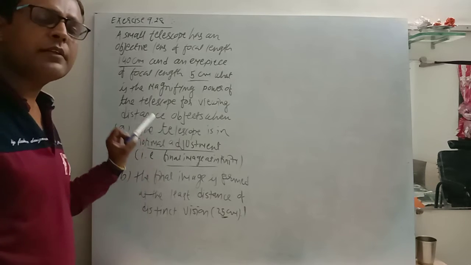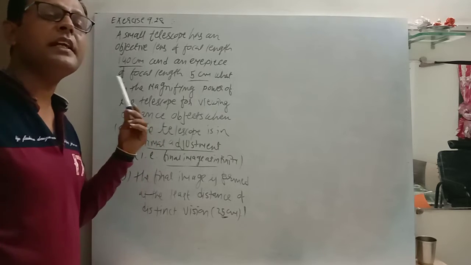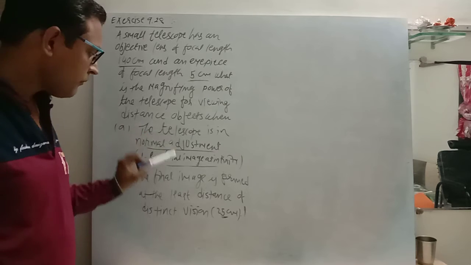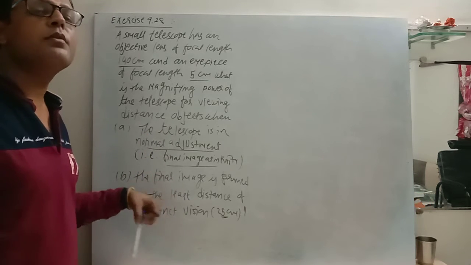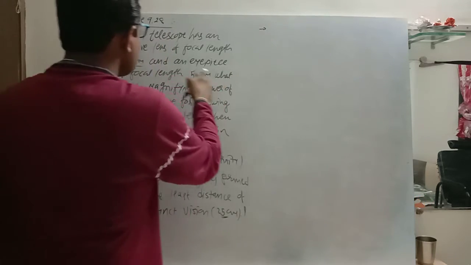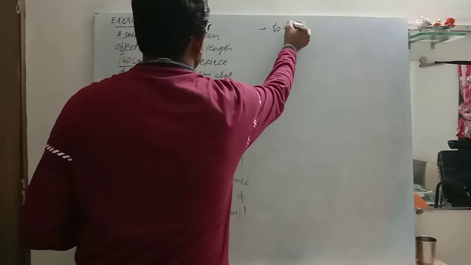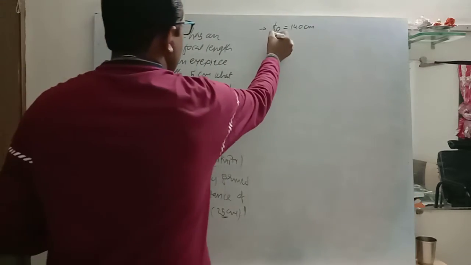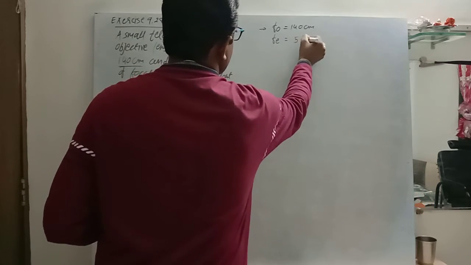Normal adjustment means इमेज फॉर्म एट इन्फिनिटी. जैसे ही ये टेलीस्कोप इन्फिनिटी पर इमेज फॉर्म करे तब इसका मैग्निफिकेशन पावर क्या होगा. और अगर ये नॉर्मल विजन पर उसकी इमेज फॉर्म करे तब उसका मैग्नीफाइंग पावर क्या होगा. दोनों के लिए अगर हम ऐसे लिस्ट बना दे, then focal length of the objective that is FO is 140 सेंटीमीटर and focal length for the eyepiece is 5 सेंटीमीटर.